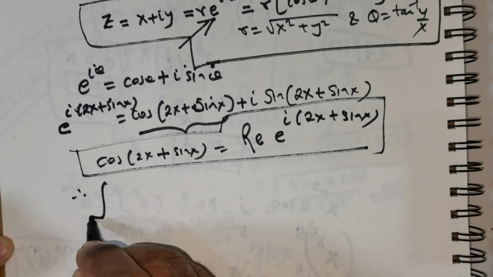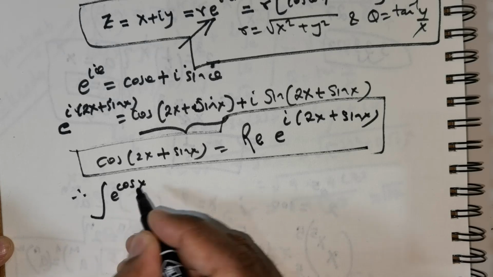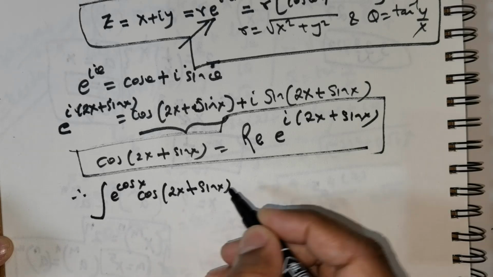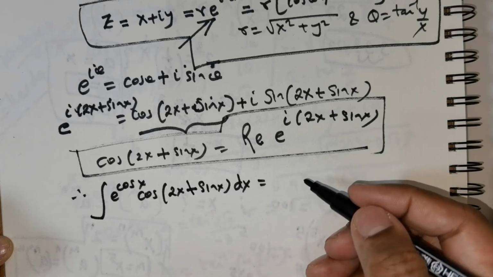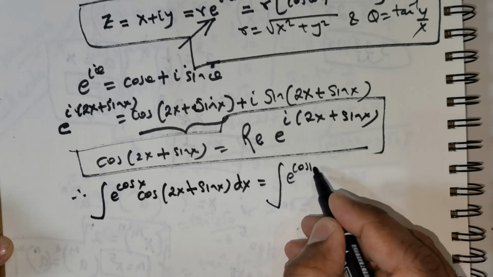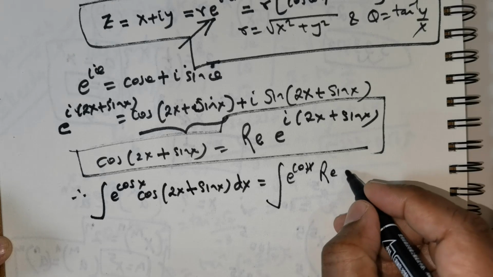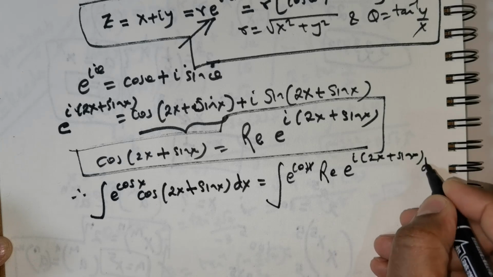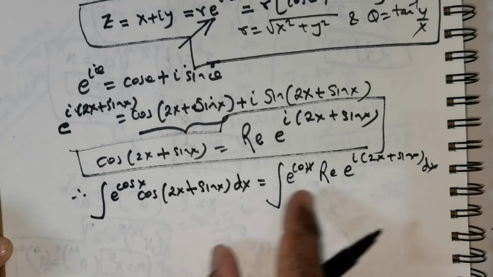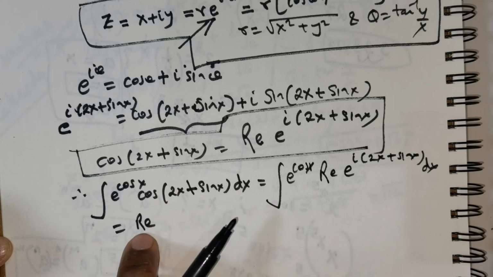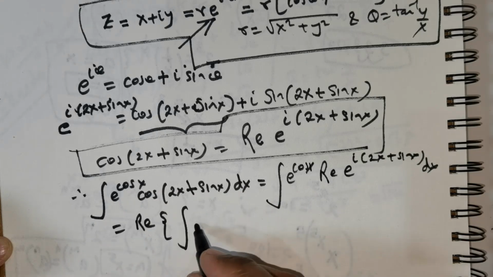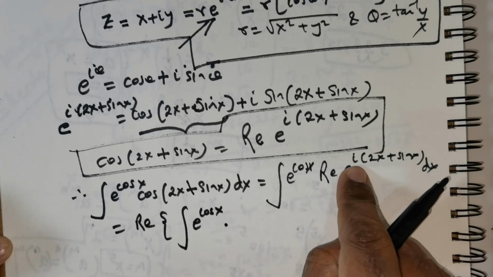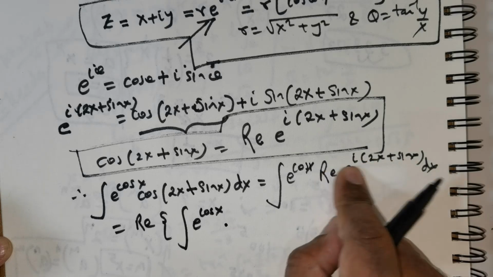So therefore integral e raised to the power of cos x times cos of 2x + sin x times dx is equal to integral e raised to the power of cos x times the real part of e raised to the power of i times 2x + sin x times dx. Now I can very well take this real part out, no harm in that, so I will replace it like this: real part of integral e raised to the power of cos x times, now you got i of 2x + sin x. So let me distribute i.